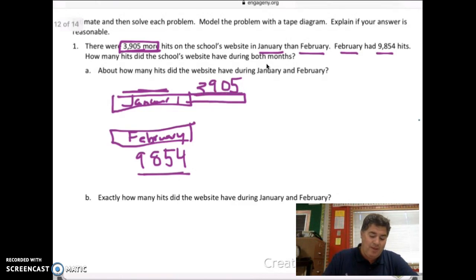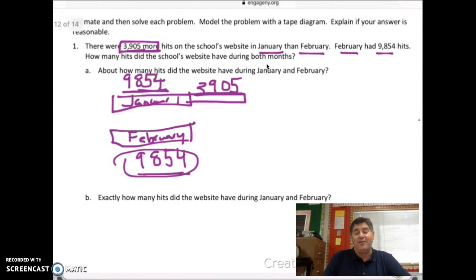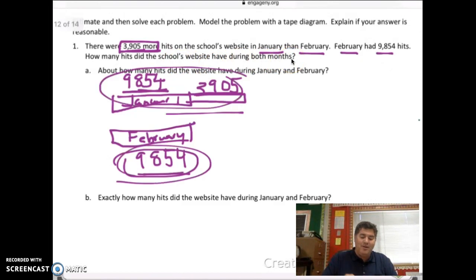Okay? So if down here is 9,854, the 9,854 plus 3,905 is how many is going to be all of January. So that's going to be together. Now, what the question is right here, how many hits does the school website have during both months? So we're going to have to take this number right here, and this number, and add them all together. So let's do that down here to see what our exact number is.